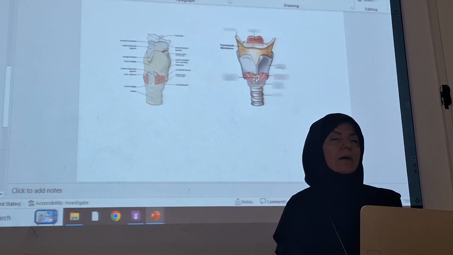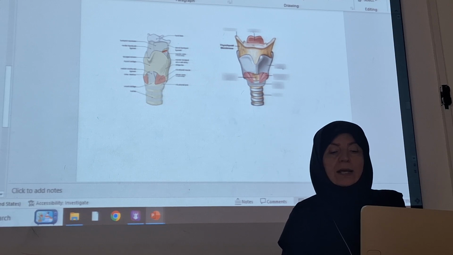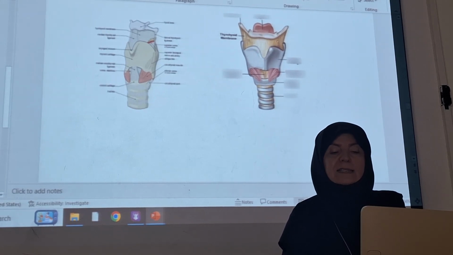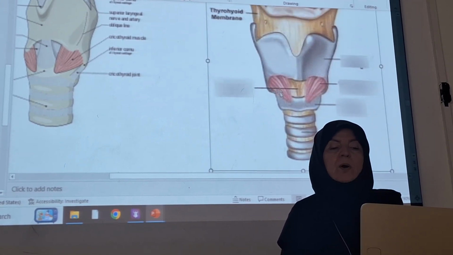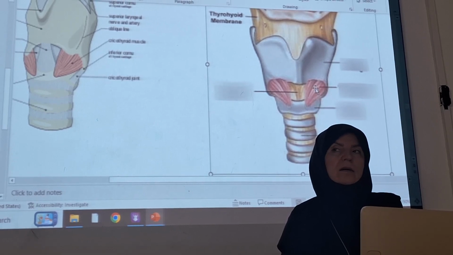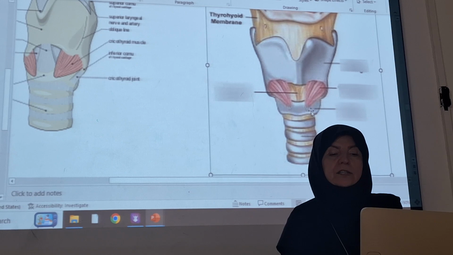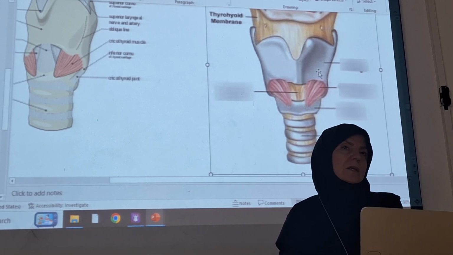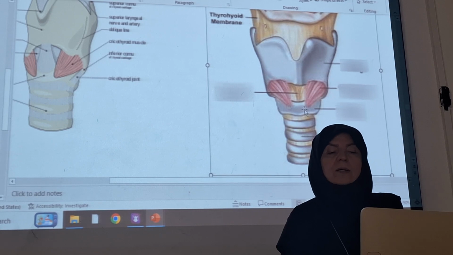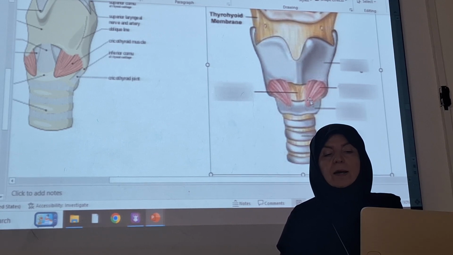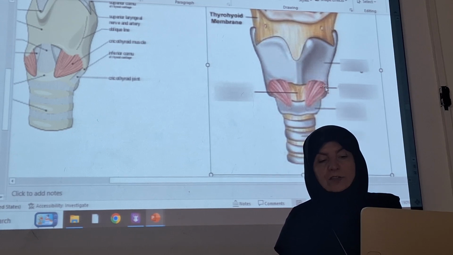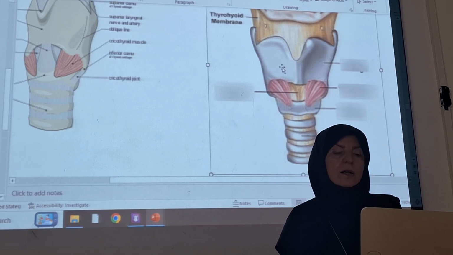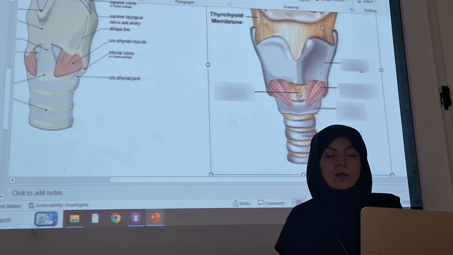Now, the last muscle in the larynx is visible here. It is the only muscle in the larynx that is not innervated by the recurrent laryngeal nerve. What's the name of this muscle? Cricothyroid muscle. The cricothyroid muscle consists of two muscle fibers, oblique and straight. The oblique part attaches to the inferior wall of the thyroid cartilage, and the straight part attaches to the inferior border of the thyroid cartilage.